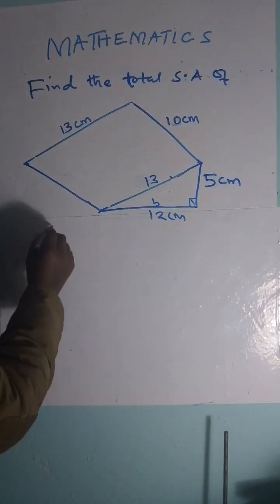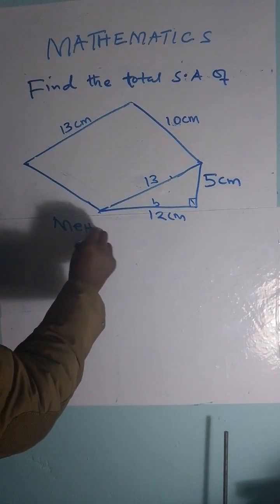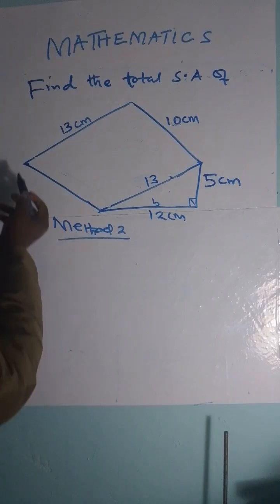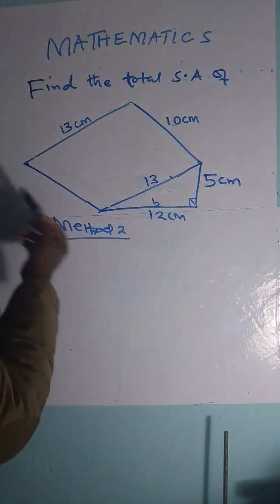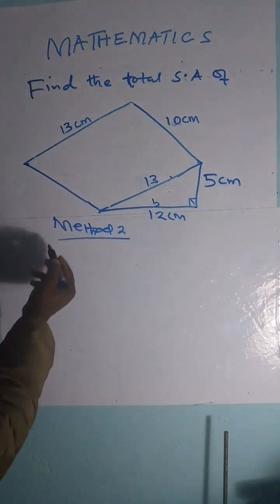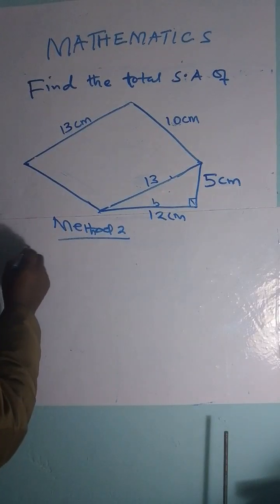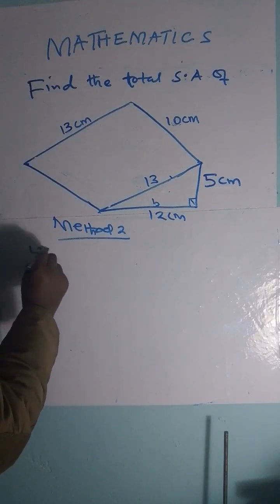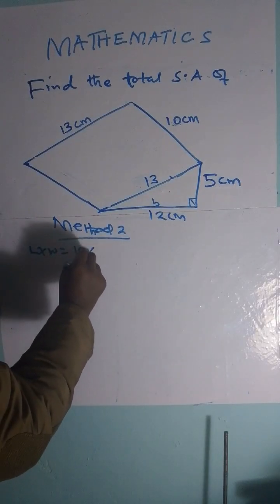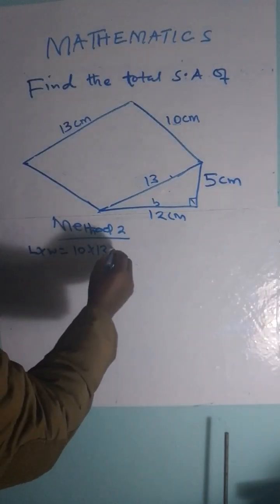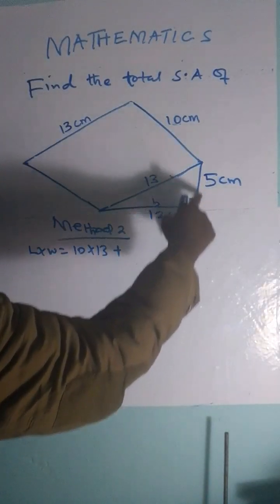So method 2. Some students like using, for example, this is a rectangle. They will calculate this rectangle. They will say this is 13 times 10. So we have a rectangle here, length times width, 10 times 13. This is this one, and then plus this one. That's what they can see.